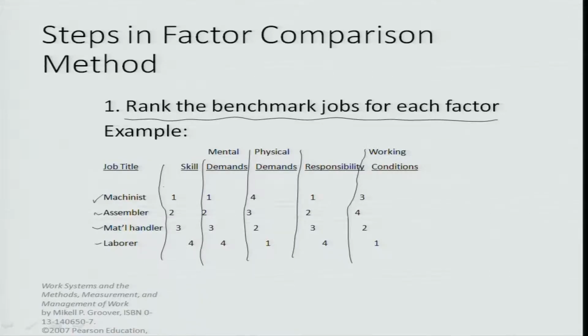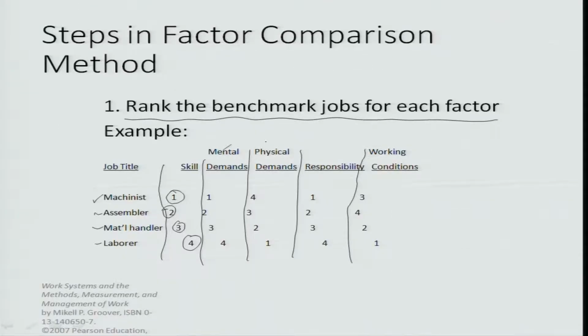So for example, the skill needed for a machinist would be rated the highest, so we call it number 1. Similarly, that of an assembler is number 2. Material handler may not need that much skill, so 3, and laborer doesn't at all, so it's 4. So you're basically ranking it in order of the degree of a factor which is needed for a certain job.